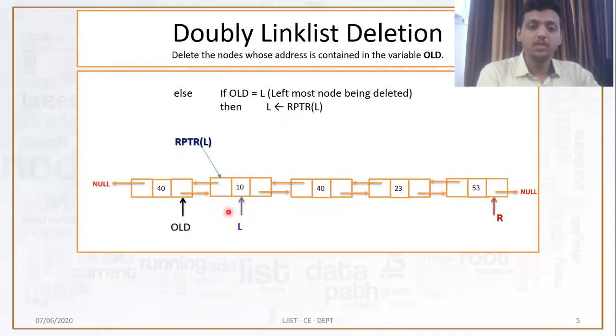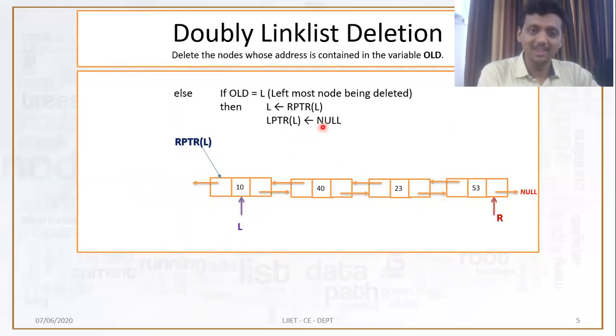Then what we need to do is make this line null. After removing this node, this line will point to null. After removing this node, the LPTR of L becomes null. Now this is L, it is not RPTR of L, the new name of this node is L. So LPTR of L is null. Fine. Clear? Any doubt? No.